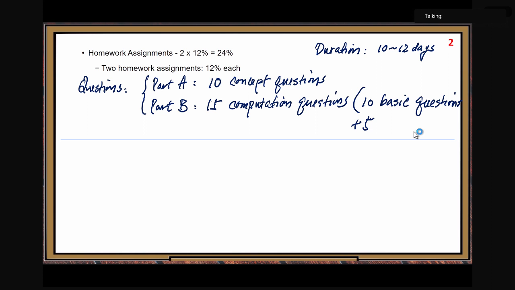You need to really solve some reasonably challenging questions. Not undoable, but non-trivial. Usually you need to spend a lot of time. So challenging questions. Okay, 10 plus 5, like that. 10 concept questions, so that's the usual multiple choice, true or false, and short answer. 3 types.